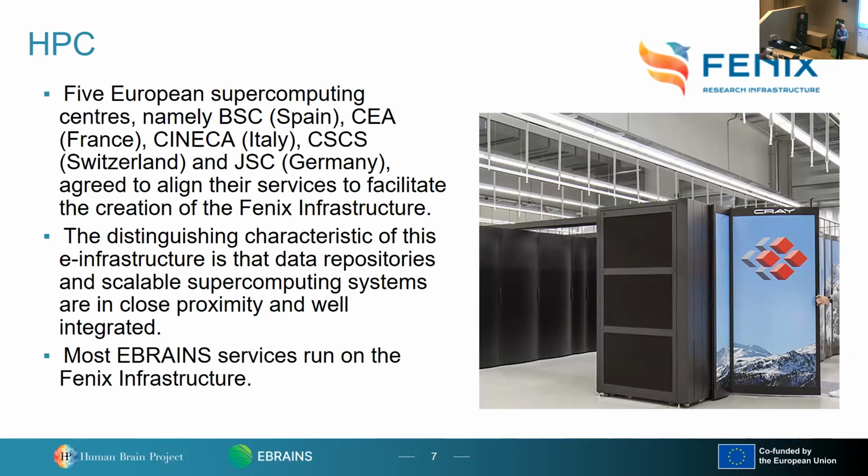In terms of the HPC resources, there are 5 European supercomputing centers involved. They federated their services and are making some of their resources available to EBRAINS. Almost all EBRAINS resources are now running on this so-called Fenix research infrastructure, because it's very easy to move data between the different sites and to run the same workflows on different sites in different countries.